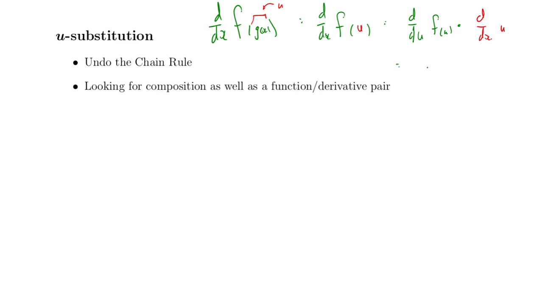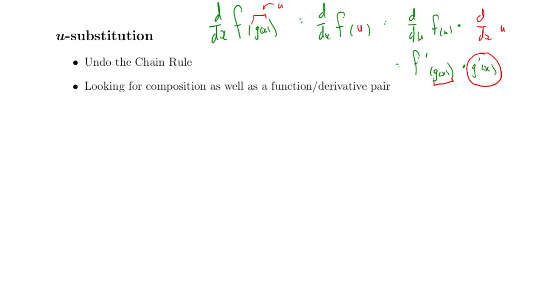So we end up with df over du times du over dx. In practice, what this looks like is f prime of our inside function, what we called u, g of x, times the derivative of that inside function, g prime. So here we can see the structure that we're going to be looking for. Remember, we're going to be doing this backwards. We're going to be looking for a function composed inside of another one, and we're also looking for this function-derivative pair.